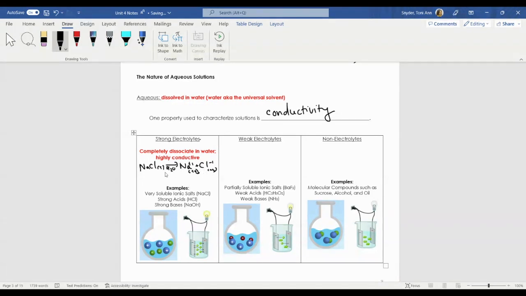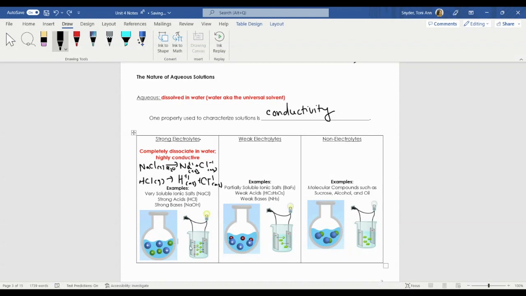That's what we say is complete dissociation. Every single salt molecule dissociates. Hydrochloric acid is actually a gas at room temperature, but again, this completely dissociates. Every single hydrogen and every single chloride ion will break apart.